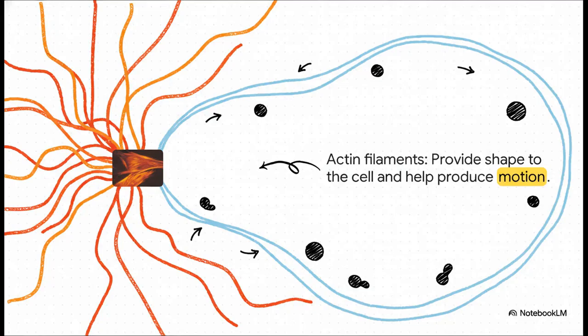First up, you've got actin filaments. These are super thin and flexible. They form a dense web right under the cell's outer membrane, giving the cell its shape and, get this, allowing it to crawl and move around.